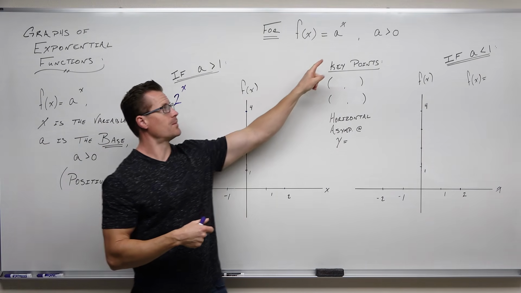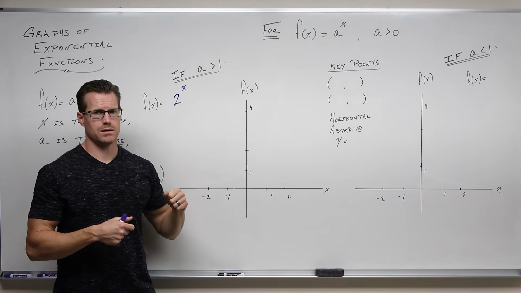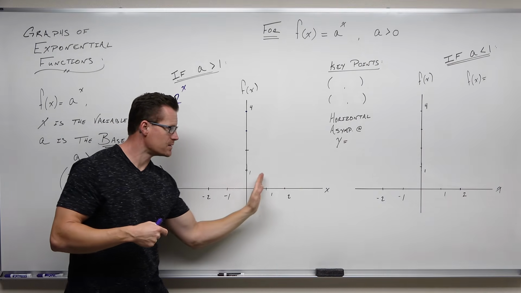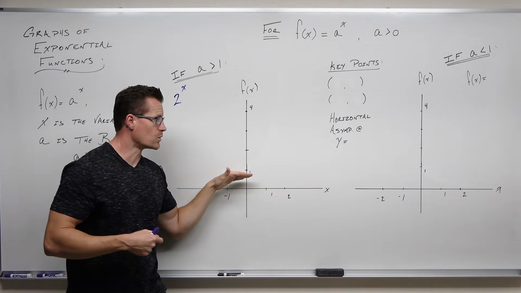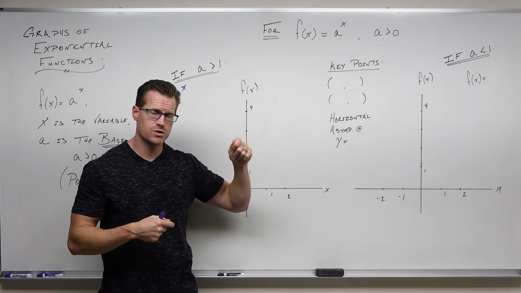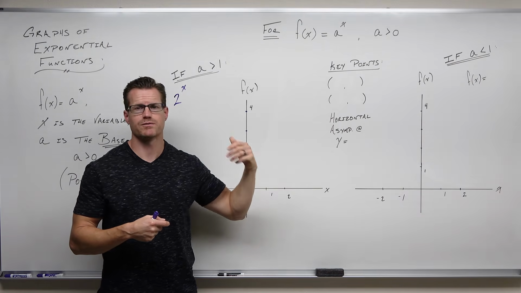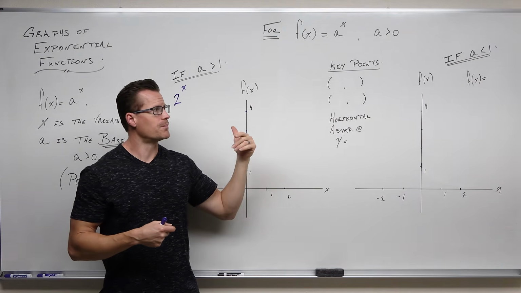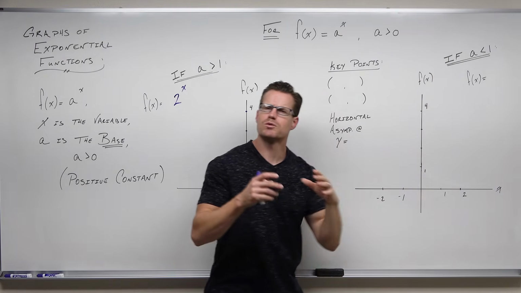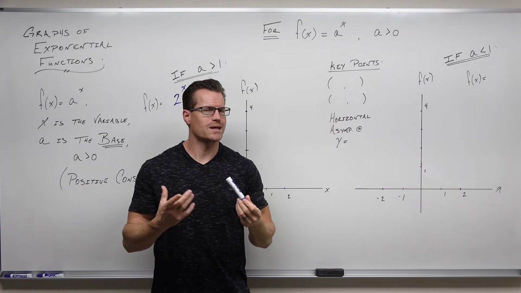If I take numbers that are more than 1, and I take them to positive exponents, these are going to grow. Numbers greater than 1 raised to powers that are positive are going to grow. Numbers that are less than 1, so between 0 and 1, like fractions, like 1/2.